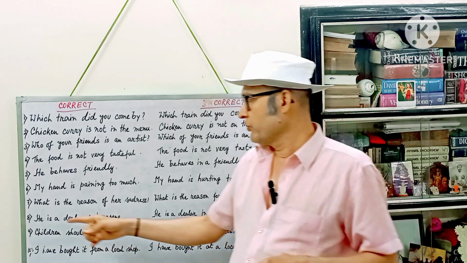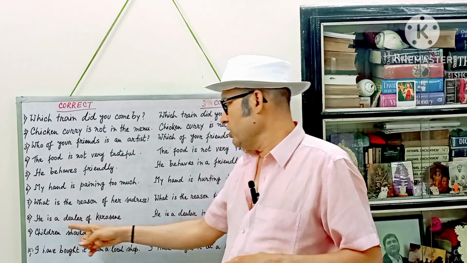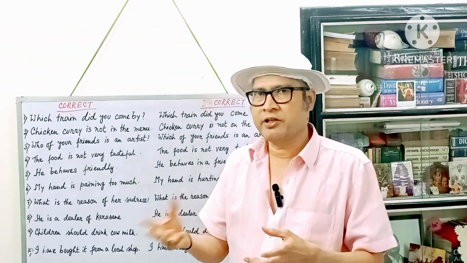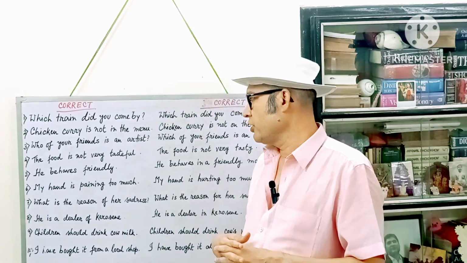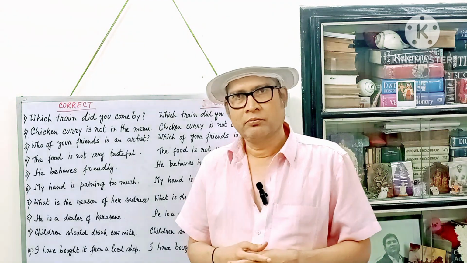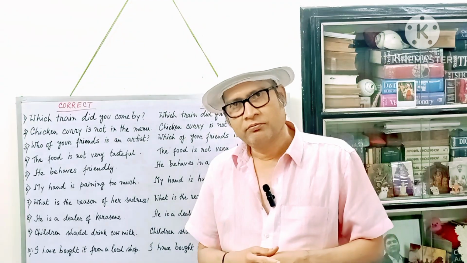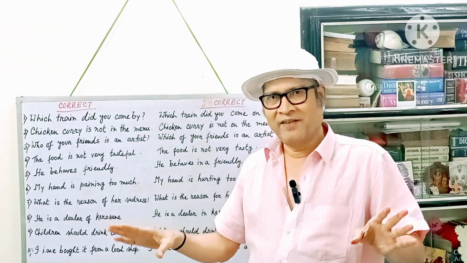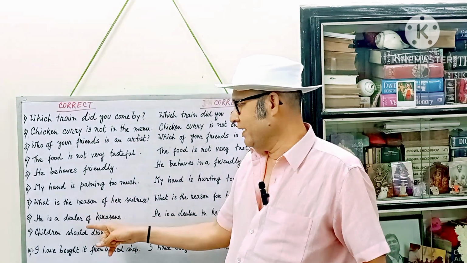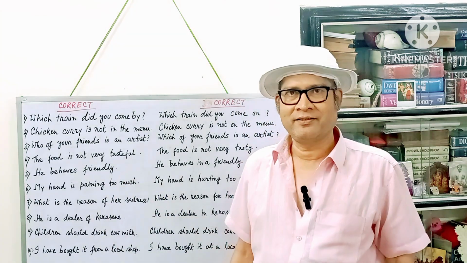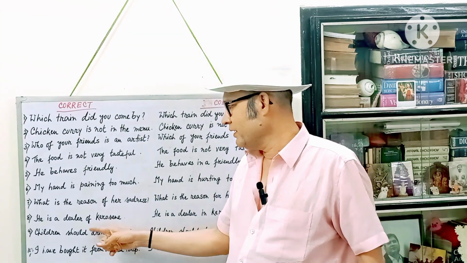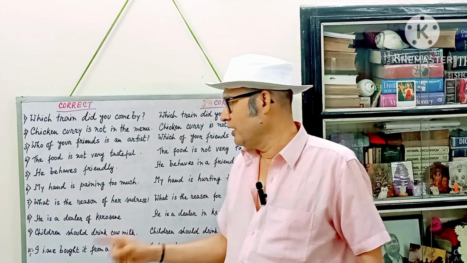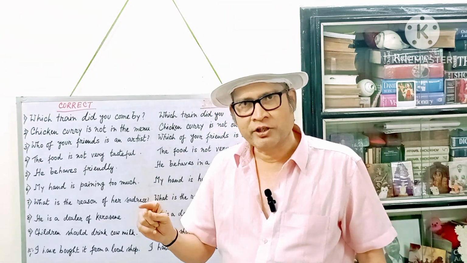Next sentence. Number 8. He is a dealer of kerosene. Kerosene is an oil, so he is a dealer of kerosene. Is it correct? The sentence is incorrect. Sense is clear, evident, but the sentence construction is incorrect. Why incorrect? Because once again there is a prepositional error. That is of. He is a dealer dash kerosene.